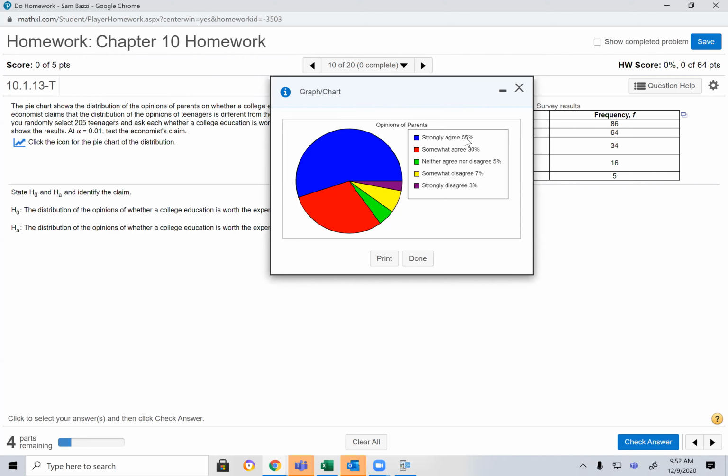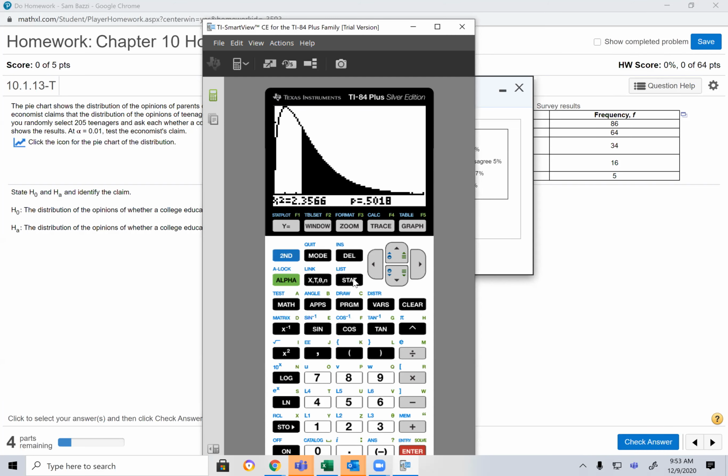What would be the expected value for strongly agree? 55%. Of what? Of the total, which is 205. Oh, okay. And then 30% of 205. So let me just do this here, show you the expected values.